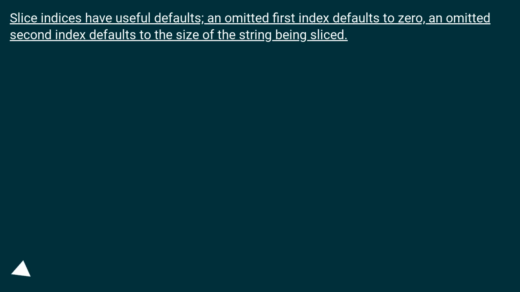Slice indices have useful defaults. An omitted first index defaults to 0. An omitted second index defaults to the size of the string being sliced.